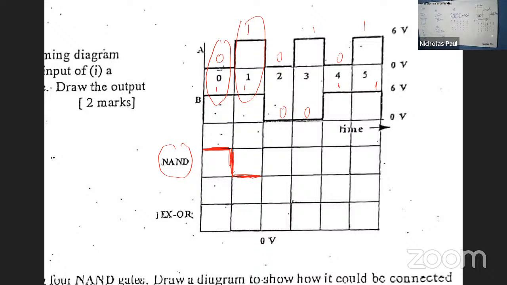Are you okay with that? So that completes the NAND and the EXOR graph. Okay, this is a past paper. That's a past paper right there.